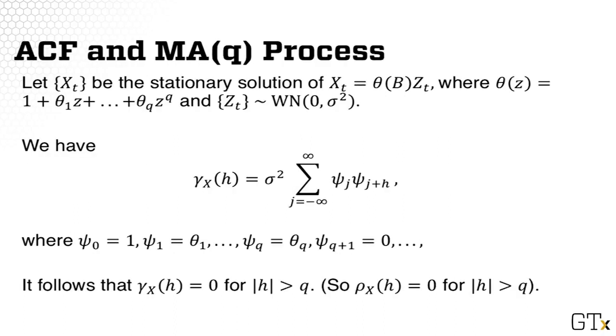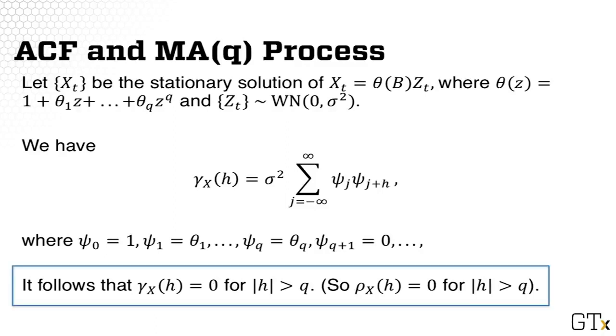We consider now x t to be an MA model of order q. That is, x t is equal to theta B times the white noise z t. An MA process is a causal process with a finite number of non-zero coefficients. Recall also the formula of the autocovariance function for a causal process provided on the slide. Now replacing the coefficients of the causal process with the coefficients of the MA process, it follows that the autocovariance function is 0 for all lags larger than q. Thus, we can identify the lag of the MA process using the ACF plot.